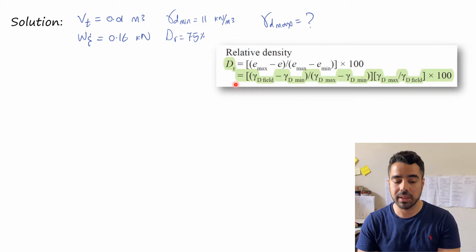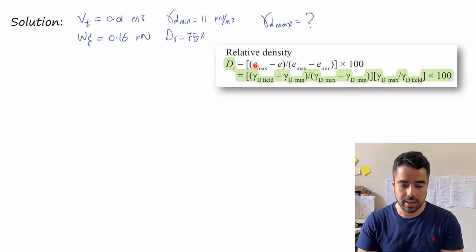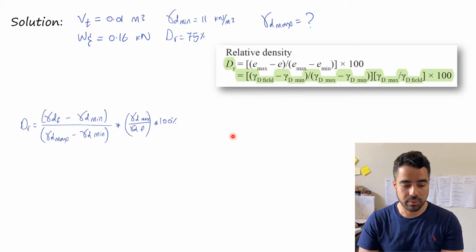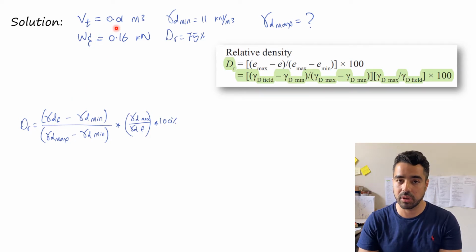So we go to the relative density equation, the key, and we know there are 2 equations, but this time we're going to be using the green one because that's what's given. We write down the equation. Gamma dry in the field, we don't know that, but we have the weight of solids and the total volume. We can find the gamma dry from that.